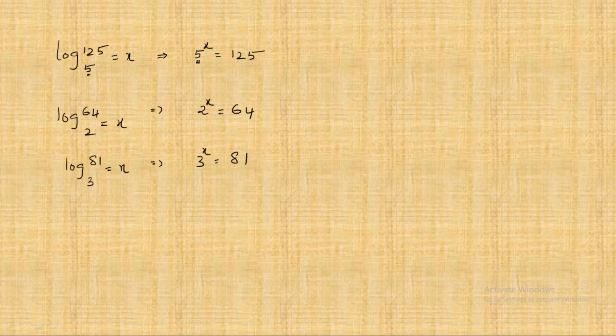See here, on the left side we have base 5 and on the right side we have the value. How many times does this 5 have to be raised so that it becomes 125? Simply you can write it as 3 times, because 5 cube is equal to 125. So the value of x here is 3.